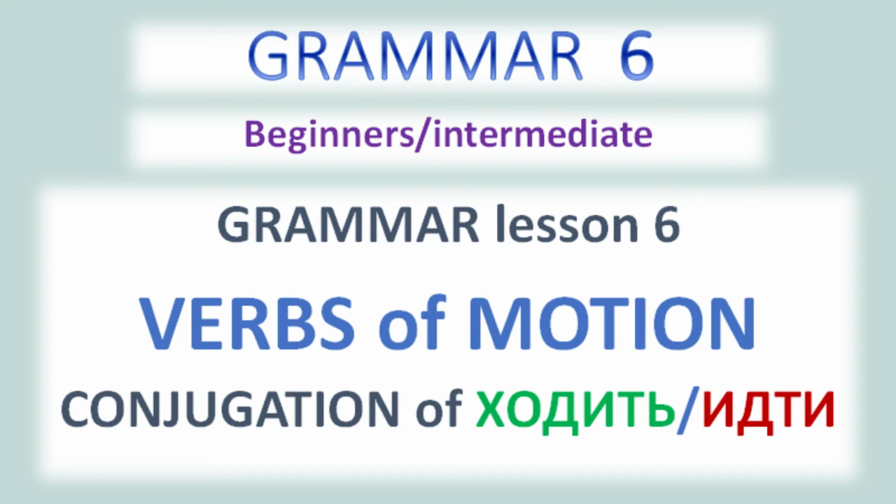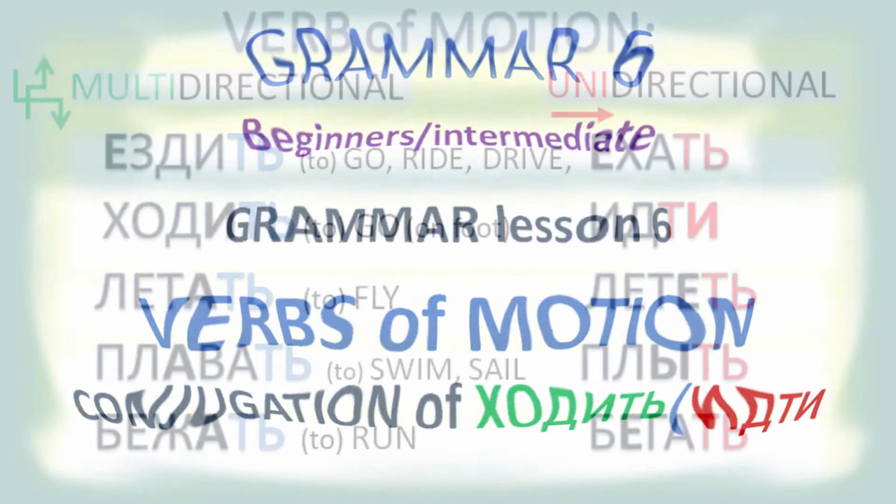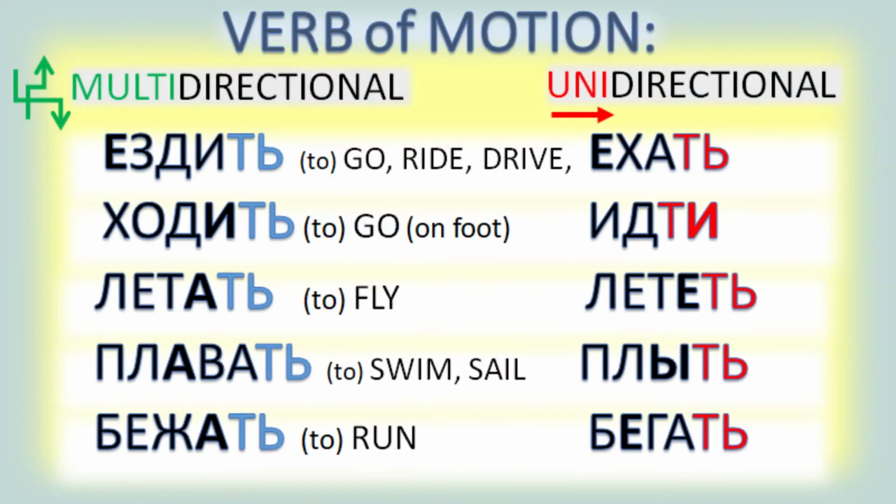In this lesson you will continue with verbs of motion and learn about the motion verb to go on foot, or to walk, and conjugate it in the present tense. Remember to repeat the words out loud after me. The motion verbs in Russian are a small group of verbs which express various types of motion.